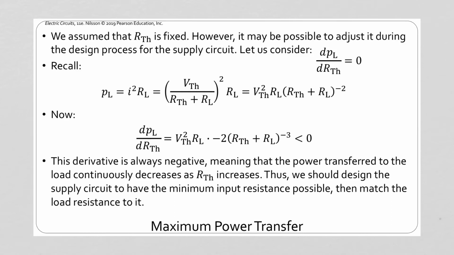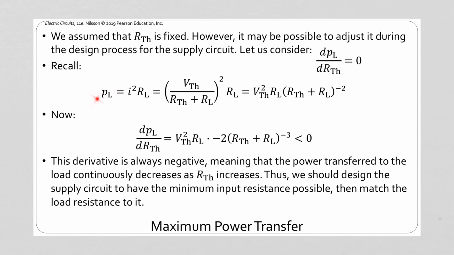We assumed that R Thevenin was fixed because the R Thevenin is coming from the supply circuit that is powering our load. However, if we're on the other side of the coin and we are designing that supply circuit, we might want to look downstream and see what our supply circuit is going to behave like when it's supplying a load. And so we want to look now. Let's imagine R Thevenin is not a constant. Let's imagine R Thevenin is variable for a fixed load, and we'll see how we can maximize the power delivered to the load in that case.